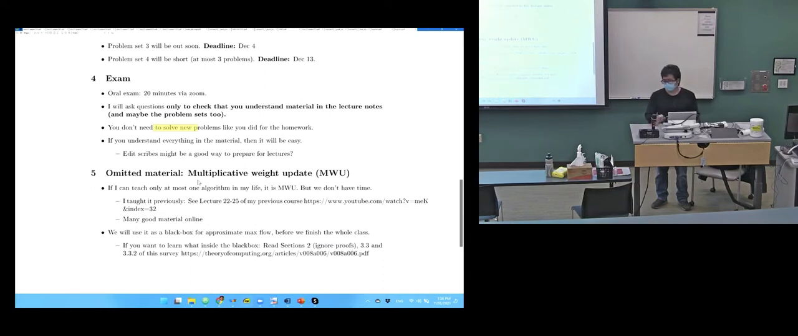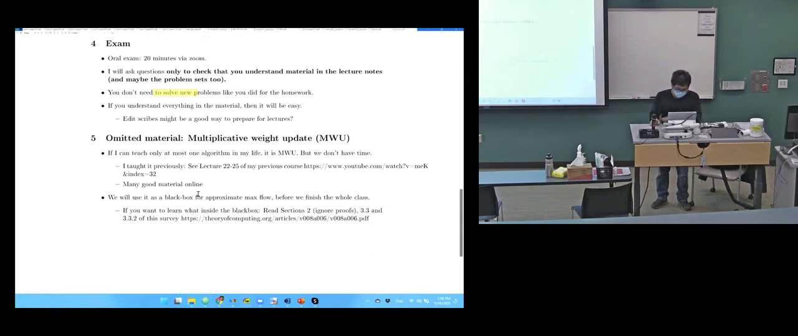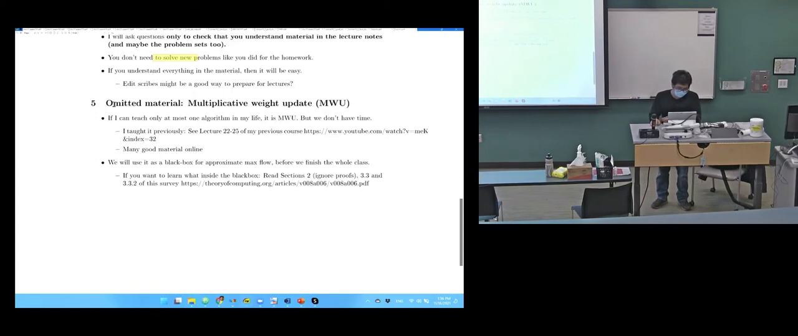I will just ask, like, what is that? Why is that important? What does it mean there? Something like that. And because of the time constraint, I will need to omit some material which is very cool. It's called multiplicative weight update. It's actually a very cool algorithm. If I could teach only one thing in my life, maybe I would teach this thing. But we don't have time, which is a pity. But I taught this in a previous course already, so you can have a look there. And there are many good materials online.